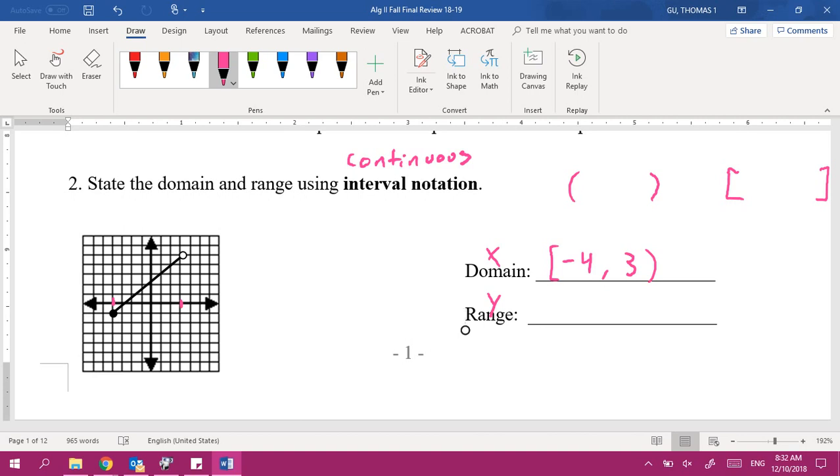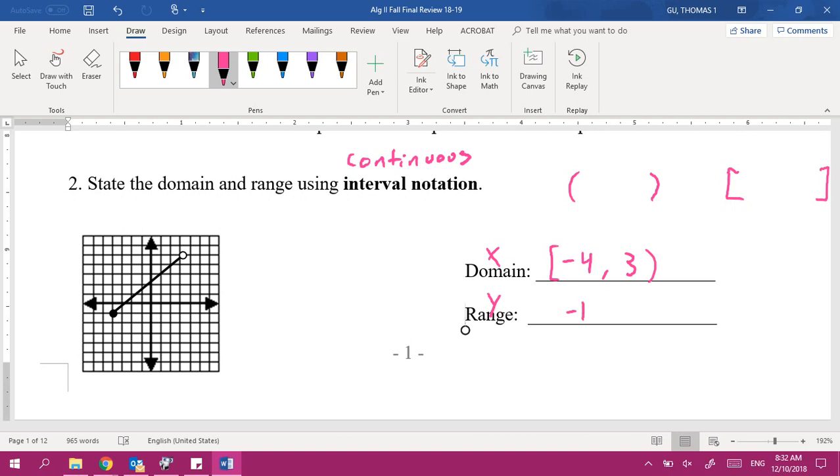Now for the range, it's the y, and what's the order of my points? So domain was left to right. So what's the range going to be? Bottom to the top. Okay, bottom to the top. So what's the lowest point on this graph? -1. And why did you not say -4 again?